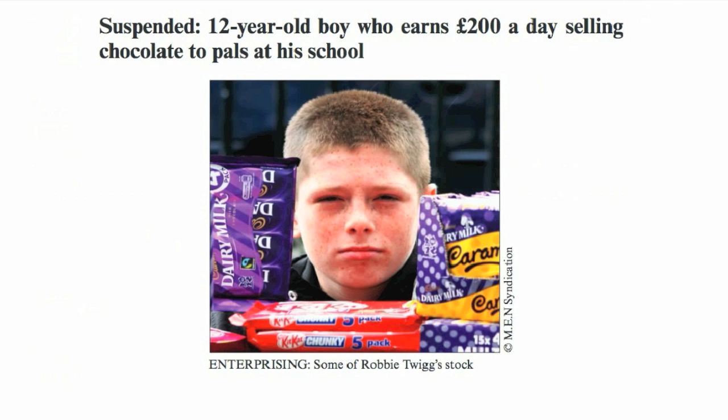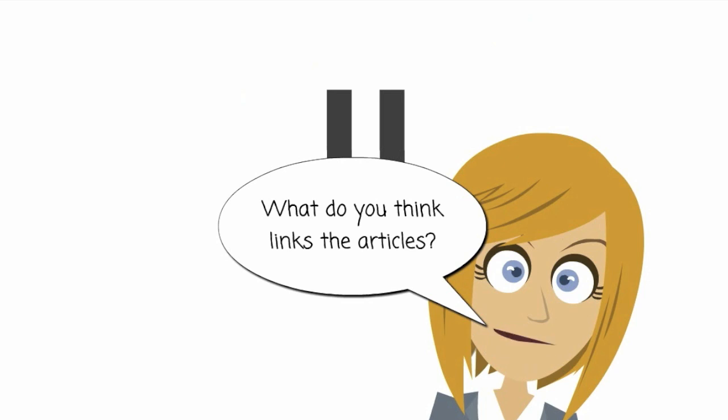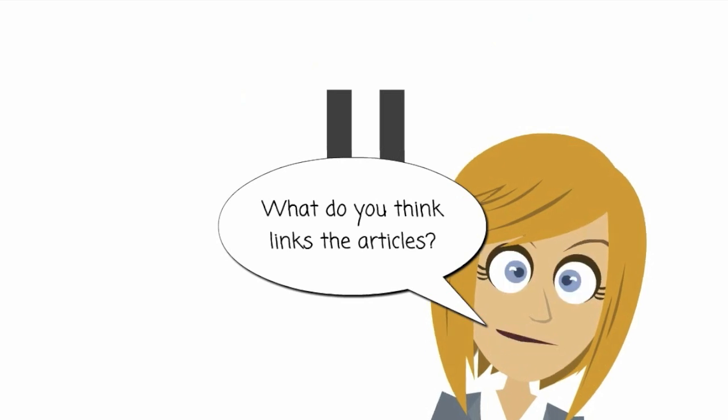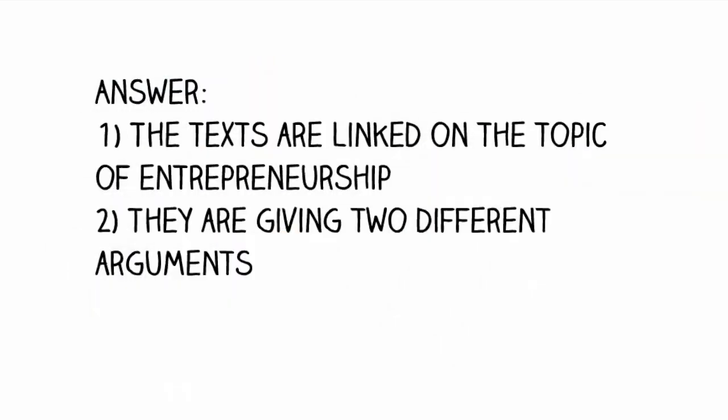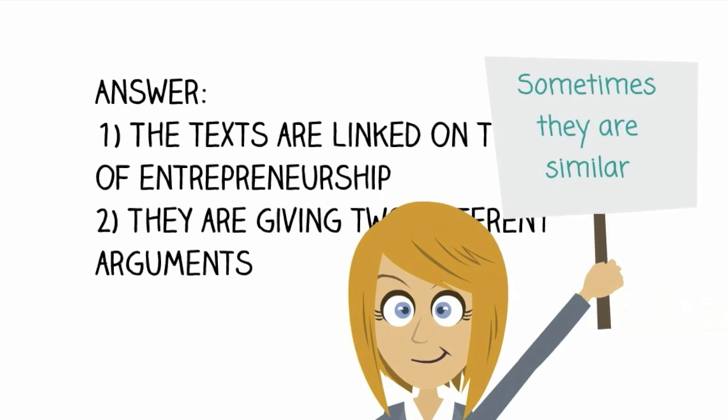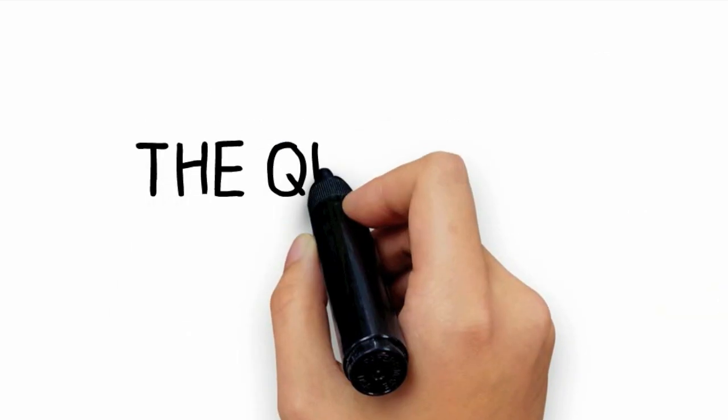So the texts have a link. And as I said, they could be about anything, so we can't prepare you for that. I just want you to pause for a second and think, what is it that links these 2 articles? Do you have a think? Well, first of all, the texts are linked on a topic or a theme, and this time round it was entrepreneurship. And what they're doing is giving 2 different arguments. But sometimes in the paper you just need to be a little bit careful because they are similar rather than different. So moving on to the questions.